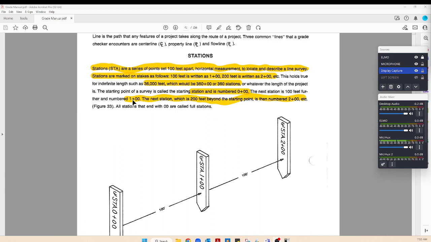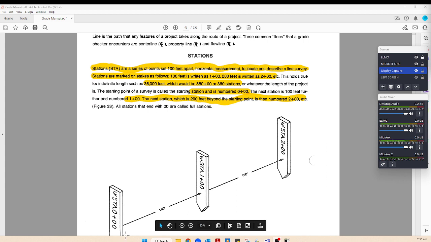Or whatever the length of the project. The starting point is 0 plus 00. The next station is 100 feet further and numbered 1 plus 00. The next station, 200 feet beyond the starting point, is 2 plus 00, and so on. All stations that end with 00 are called full stations.